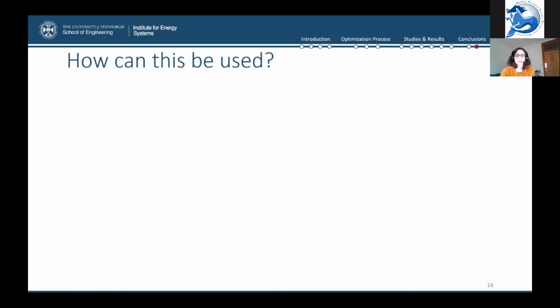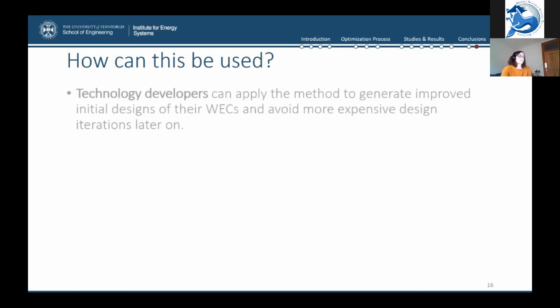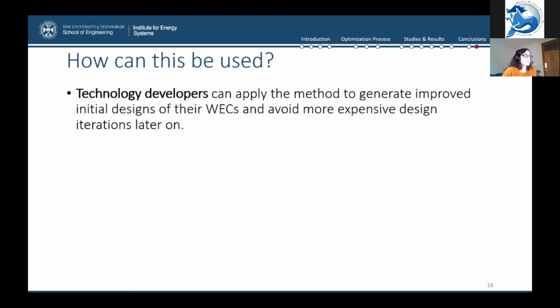Why is the world a better place for having developed this optimization process? So this can be used by technology developers that can apply the method to generate improved initial designs for their wave energy converters and avoid more expensive design iterations later on. And I have been working with a wave energy developer, and we have achieved a 40% improvement in annual energy production versus their original design by applying this method.